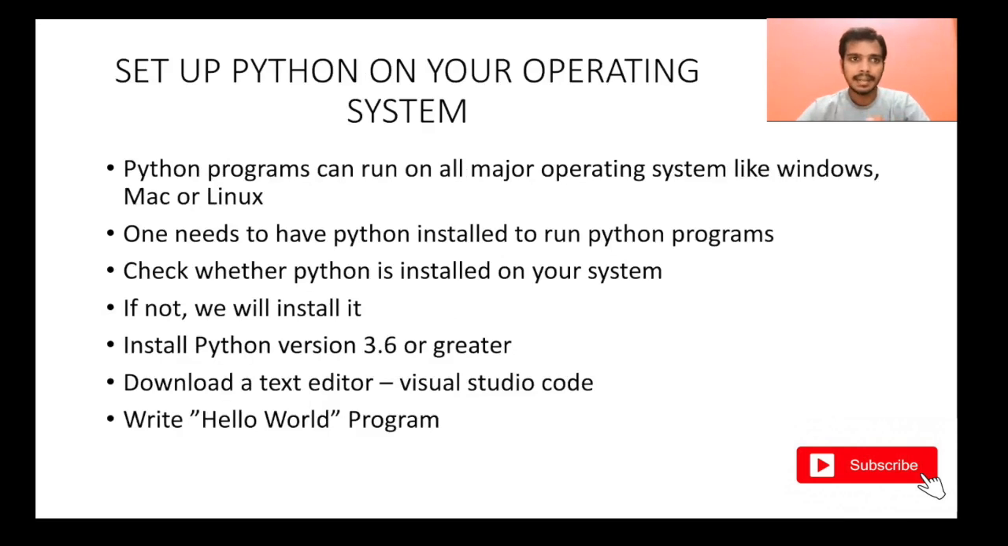Now let's look at how to set up Python on your operating system, whether you have Windows, Mac or Linux. Python runs on all the major operating systems, so you can run Python programs on Windows, Mac or Linux anywhere. Also, one needs to have Python installed to run Python programs. First you should check whether Python is installed on your system or not. If it is not, we will install it. We will try to install Python version 3.6 or greater, like 3.8, 3.7 or 3.6, but not below 3.6. There are many Python versions, like 2.7, and many above that too, but we will focus on 3.6 or higher.